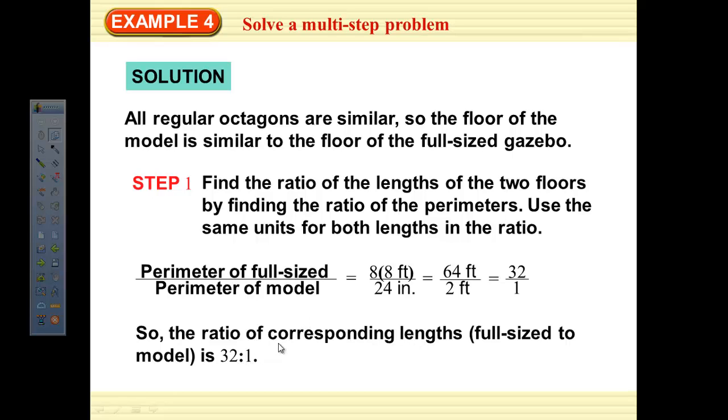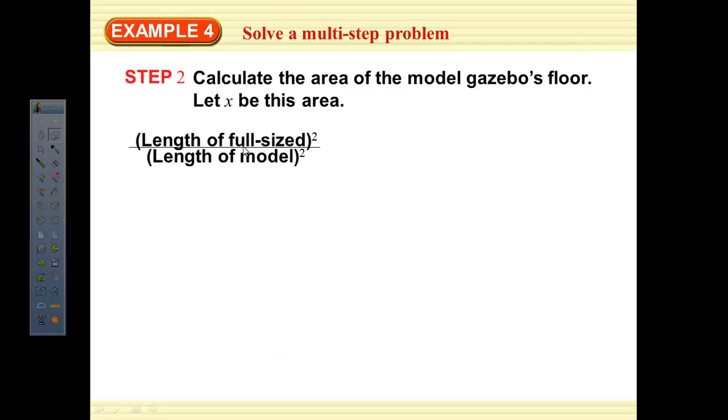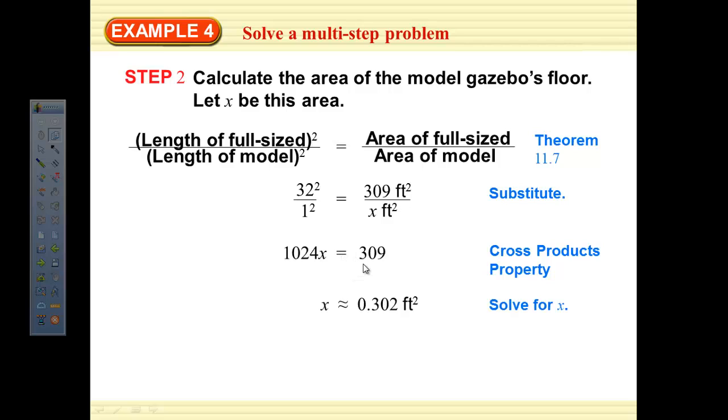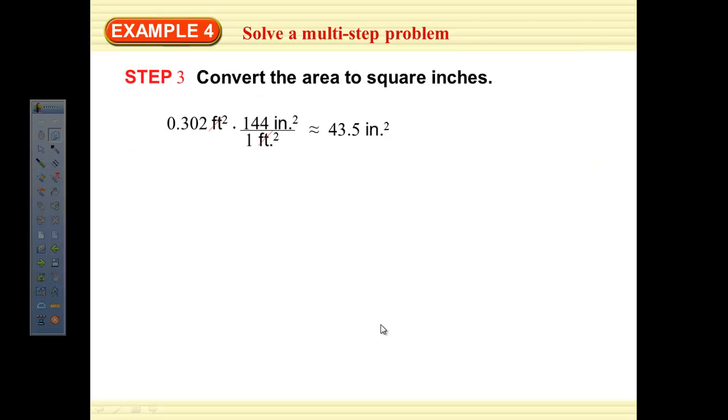Once we know the ratio of the lengths, we square top and bottom to get the ratio of areas, and that's going to be equal to these two areas here. We know it's 32 squared over 1 squared, and this is the area of the full-size one, over x, which is the area of the model, which is what we want to know. We're going to do some cross multiplication, and they gave us the decimal answer. I left it as 309 over 1024, but this is feet squared and we want inches squared, so we convert it and we get 43.5 square inches.